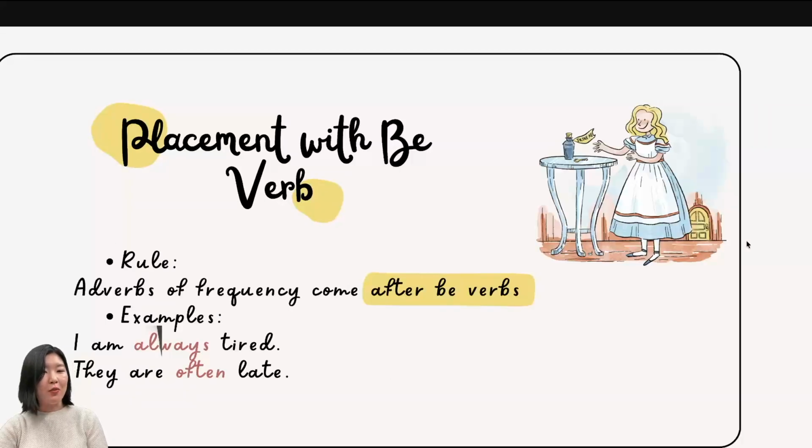How about be verb? Adverbs of frequency come after be verbs. For example, you would say, I am always tired. You see the be verb am? You have to place your adverb of frequency after the be verb am. They are often late. Do you see the be verb are? You must place adverbs of frequency often right after the be verb are. It can get a bit confusing, but once you do a lot of practice, it's going to get easier.